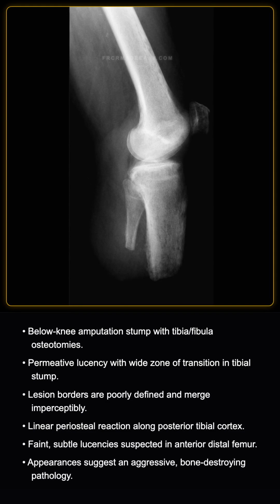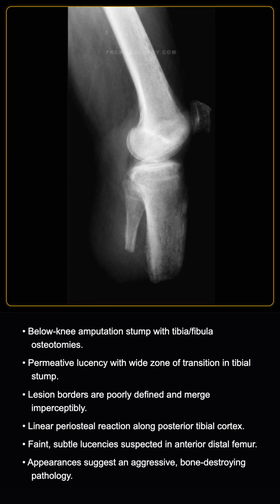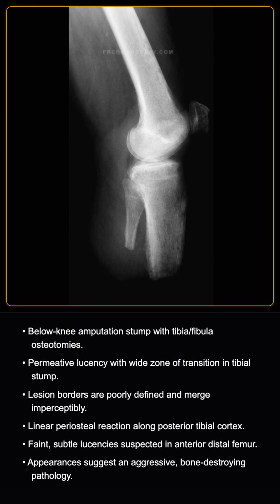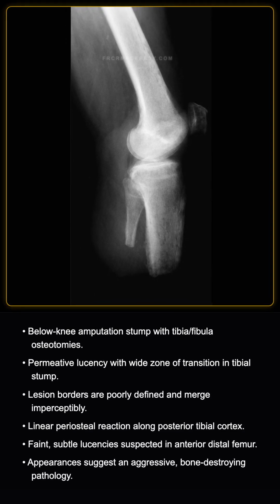A linear periosteal reaction is visible along the posterior tibial cortex, and a similar subtle reaction is noted along the fibula. Faint, subtle lucencies are also suspected along the anterior cortex of the distal femur. These features are consistent with an aggressive, rapid bone-destroying process.